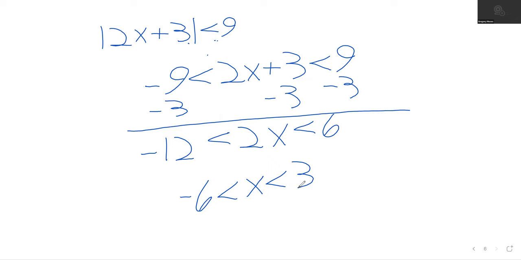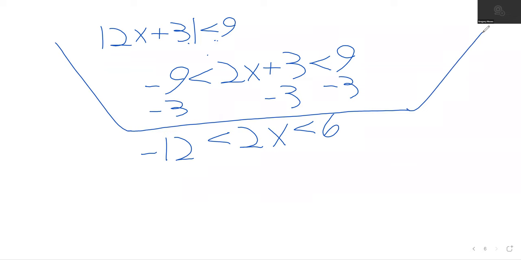Where do you divide? Like, can you show the steps of where you divide it? Yeah, sure. So we have this. Negative 12 is less than 2x is less than 6. In order to undo this multiplication, 2 times x, we divide by 2. And just like if we had a regular inequality or a regular equality, we divide all the pieces by 2. So that's where that negative 6 and that positive 3 came from.